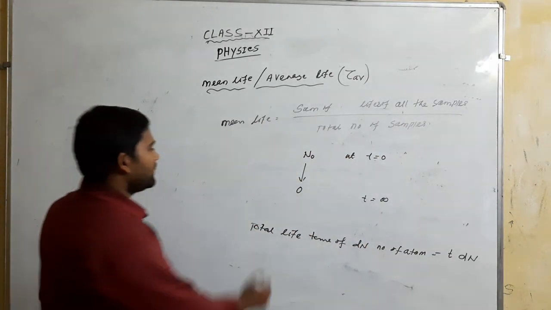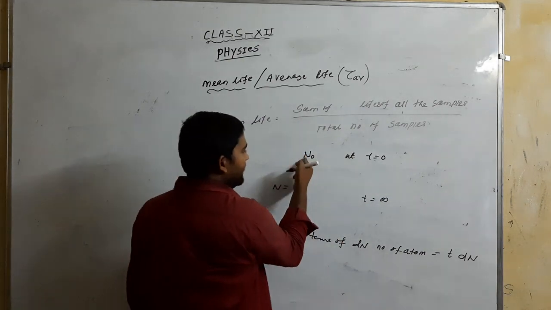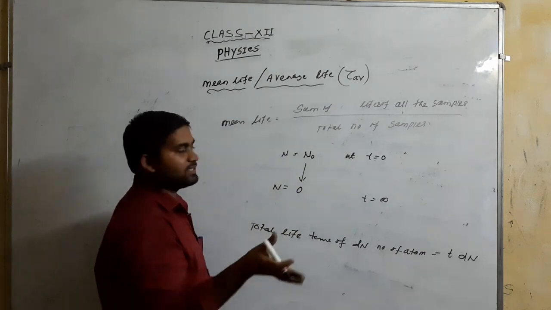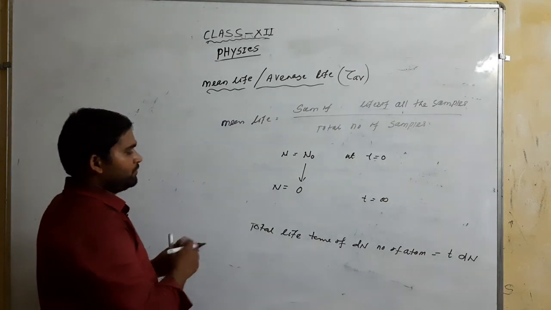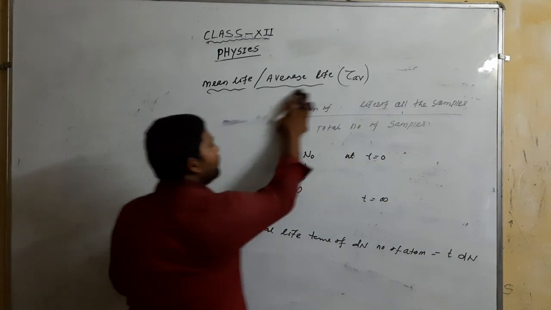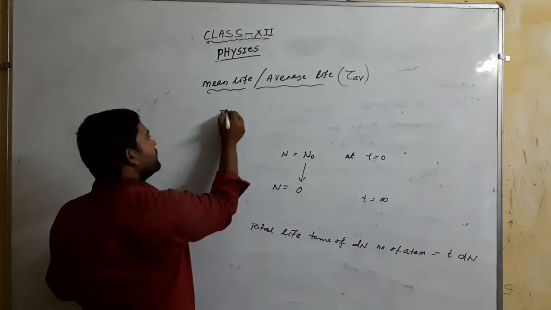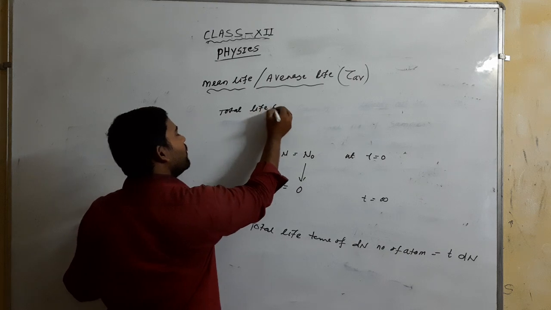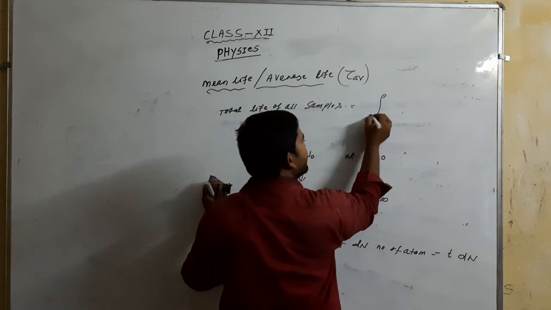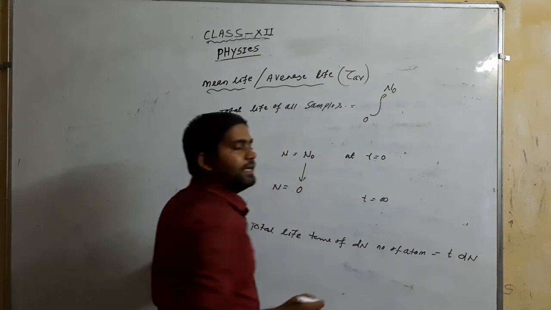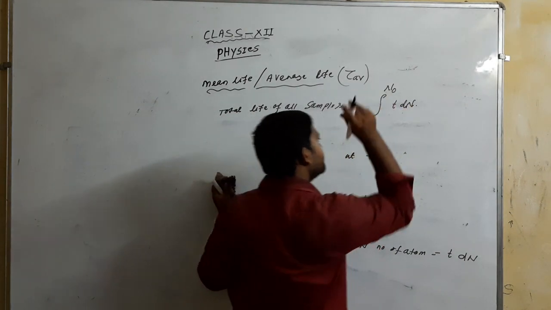Okay, that means we can say n equals 0 when t equals infinity, and n equals n0, the total sample, when t equals 0. So the total life of all samples before decay will be the integration from 0 to n0 of t dn.